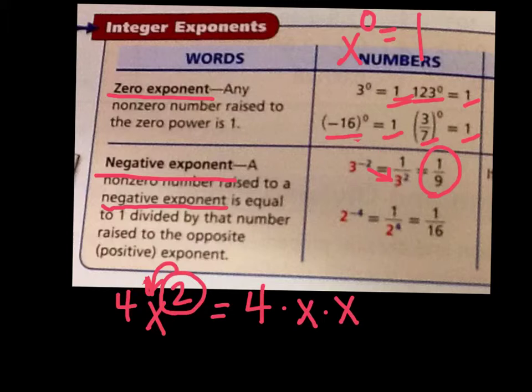So now we have the next problem. We have 2 to the negative 4. Another way we can write that is 1 over 2 to the 4th. That negative sign tells me this 2 is in the wrong place. It's in the numerator when it should be in the denominator. So 2 to the negative 4th, that can be rewritten as 1 over 2 times 2 times 2 times 2, or 1 over 16. So that's one part of this whole concept. So we're going to do a couple of practice problems now.